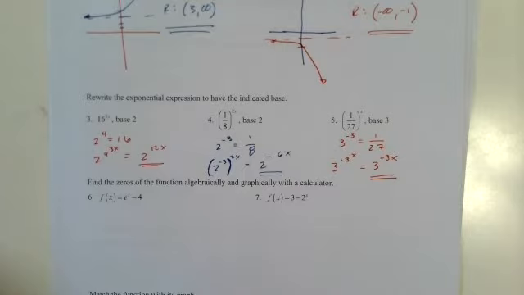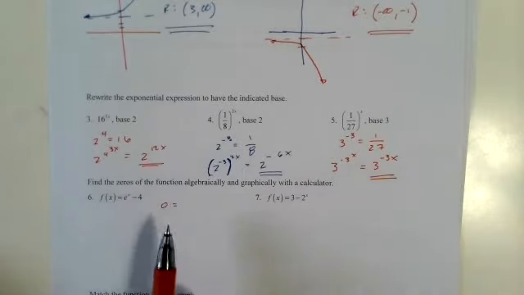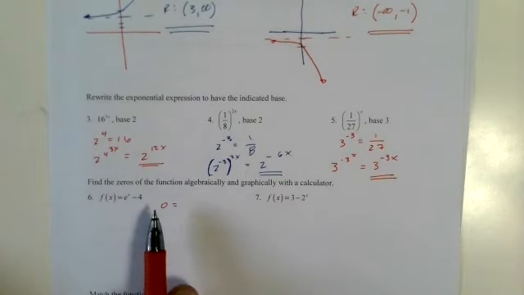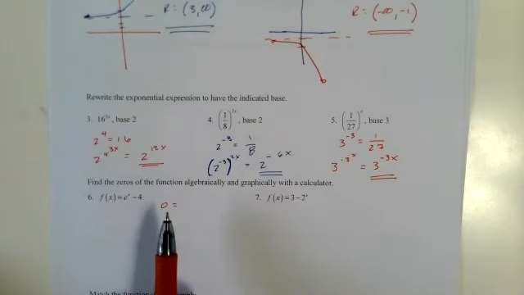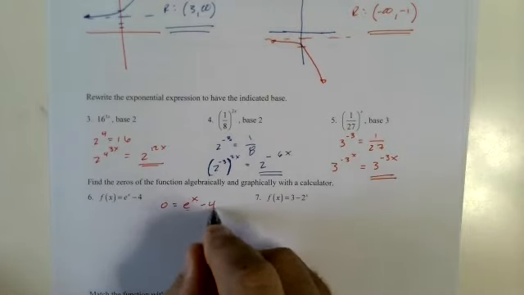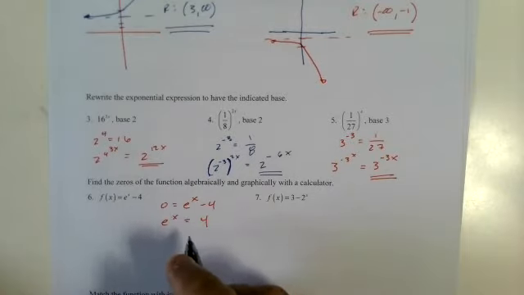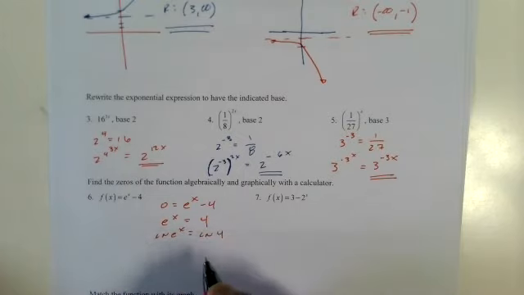Onwards, find the zeros algebraically, graphically. All right, well, 0 equals, and by the way, a little trick I like, y-intercept is when x equals 0. Zeros, roots, factors, solutions are when y equals 0. So that's kind of a nice little thing I remember. E to the x equals 4. Natural log of both sides means x equals 1.386.